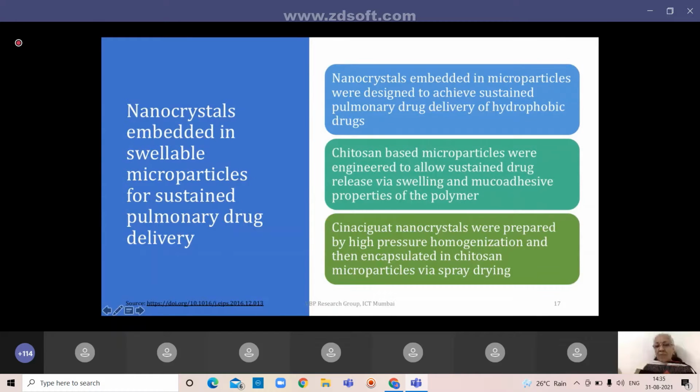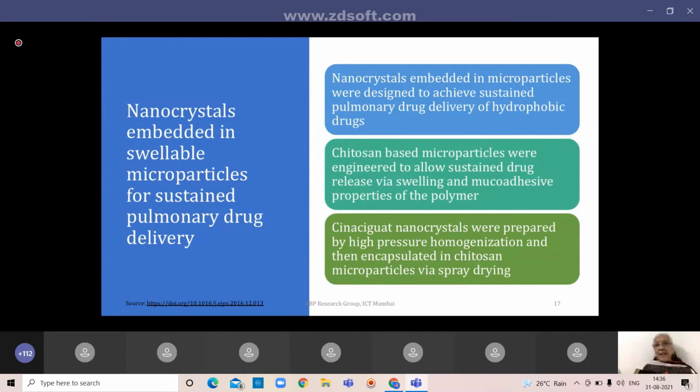And after making the nanocrystals, they have put it in chitosan microparticles. You'll say why? You all know that when we are giving anything as a dry powder inhaler, best particle size for lung delivery is micron range. If you have nanoparticles less than 100, they'll be exhaled. They'll not get deposited in the lung. So make microparticles which have nano in it.